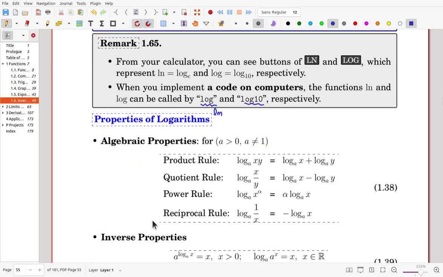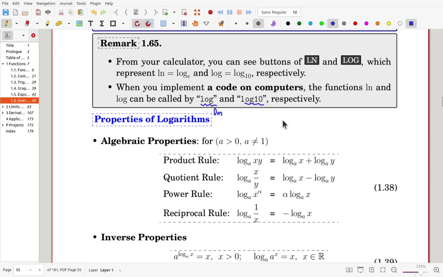Here we have the properties of logarithms: multiplication can be separated into log base a of x plus log base a of y, division becomes a subtraction, and a power can go in front of the logarithm, and 1 over x is a special form of that. Anyway, among these, let's try to prove the first one.